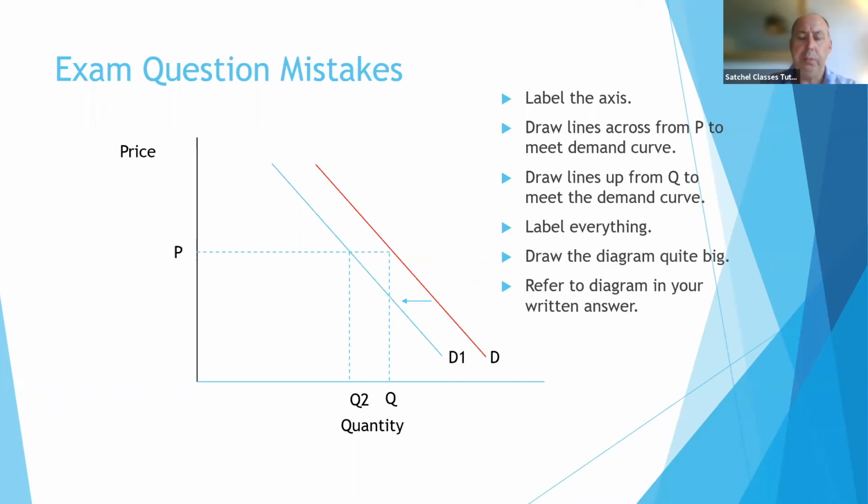The arrow was pointing upwards. It should have been pointing across from D to D1, showing that shift to the left. Draw the lines from the Q curve to meet the demand curve. Label everything. Both demand curves are labeled. Draw the diagram big, nice and big, and refer to the diagram in your written answer. It's no good just drawing the diagram and not referring to that diagram. You've got to explain what's happening in the diagram in your exam answers. That's how you will get the best marks.